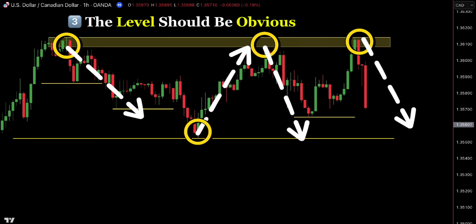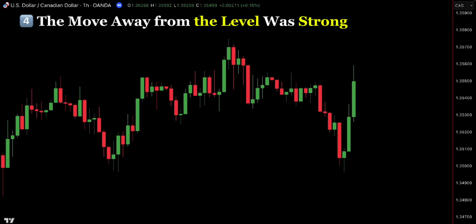And that's exactly why obvious levels matter. The more visible they are, the more traders will be paying attention to them, increasing the chances of price reacting at these areas again. The move away from the level was strong. Not all support and resistance levels are created equal. A strong level will cause a significant price reaction, not just a minor hesitation.